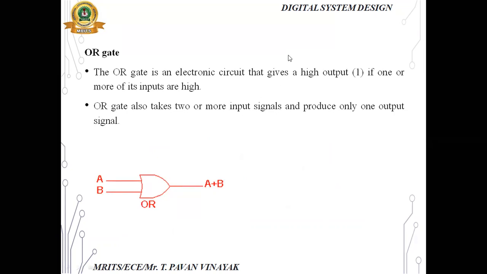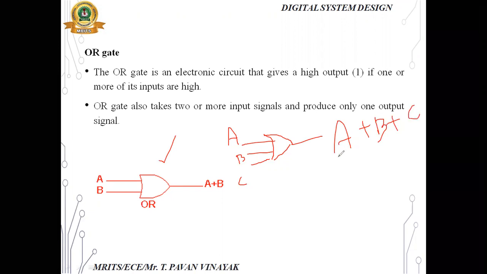Suppose I want 3 variables. You can write a 3-variable OR gate directly like this, with inputs 1, 2, 3. Or else, you can get it using 2-variable OR gates. What is the 3-variable OR gate expression? A plus B plus C. This is the 3-variable OR gate expression.